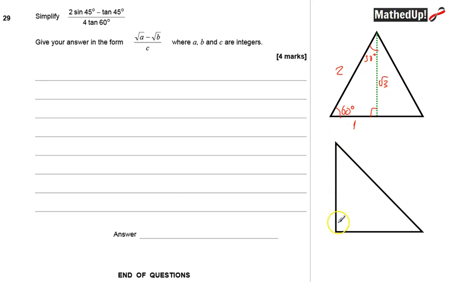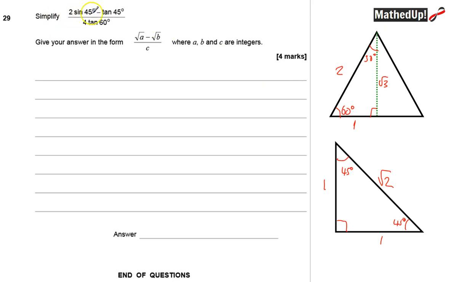Over here, I've got a 90 degree angle. This is an isosceles right angle triangle, so that's going to be 1, that's going to be 1. That angle there is going to be 45 degrees. And 1 squared plus 1 squared, square rooted, is root 2, and that's going to be that length there. So get into the habit of being able to draw these triangles, and that will help you to solve questions like this. Okay, so now we need to simplify this.